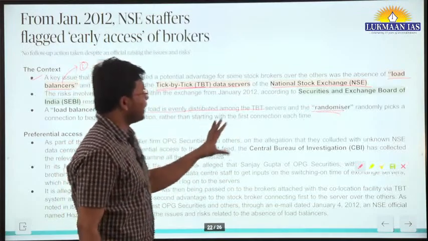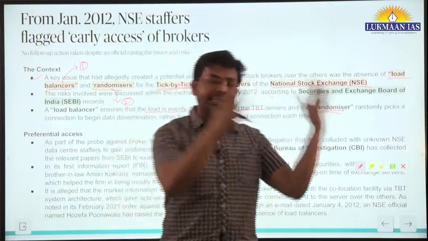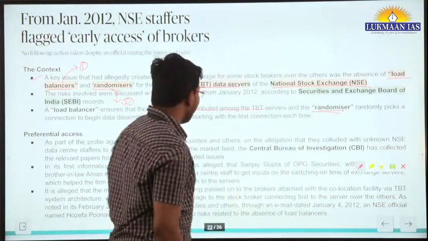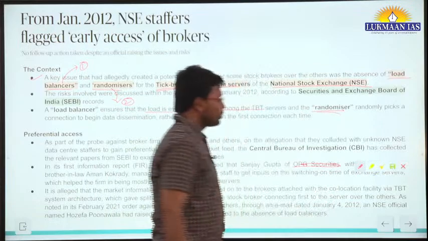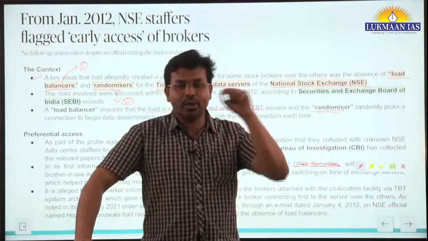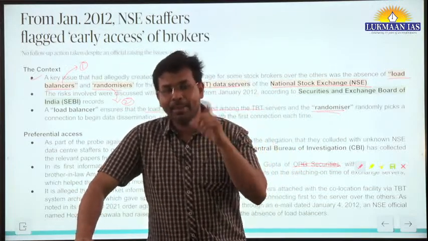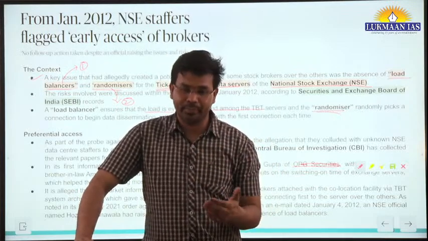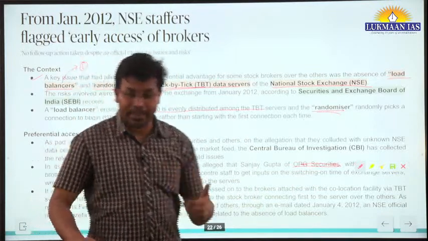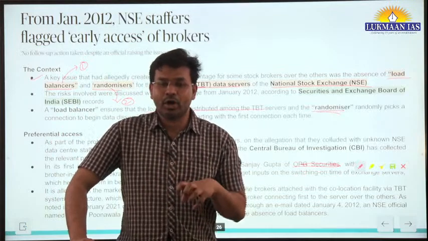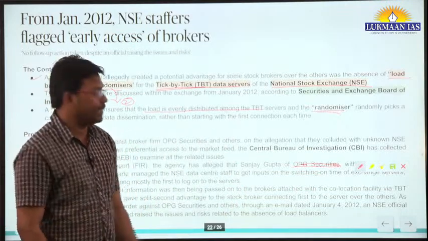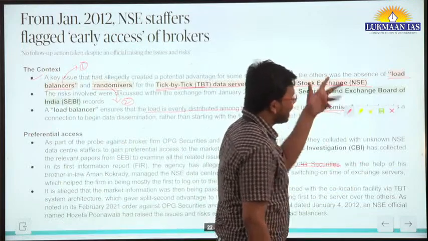But at that time, what happened was that those people who maintained the server were in connection with a stock brokerage known as OPG Securities. OPG Securities used to get the information first, and they used this for their own benefit. So that led to some corrupt practices being followed in the stock exchange. A stock exchange in itself is a neutral body, but the information was asymmetrically available to people. So the CBI has registered cases.